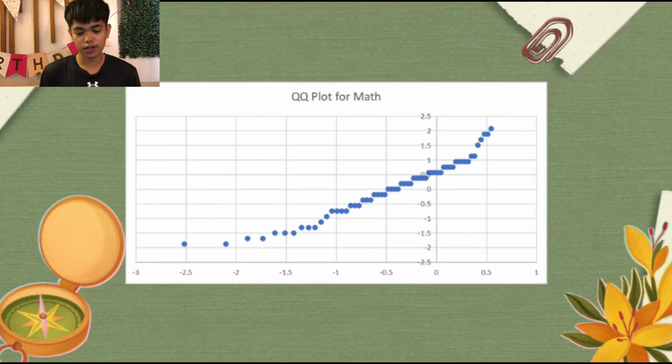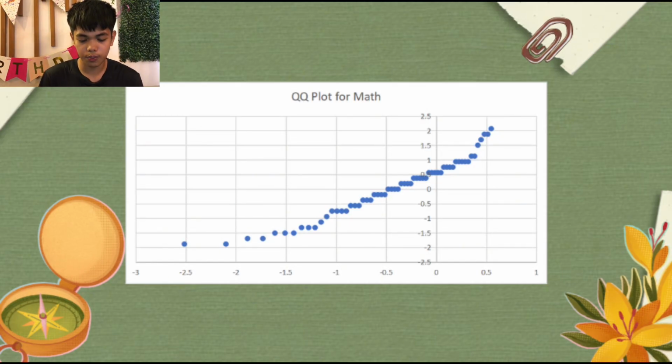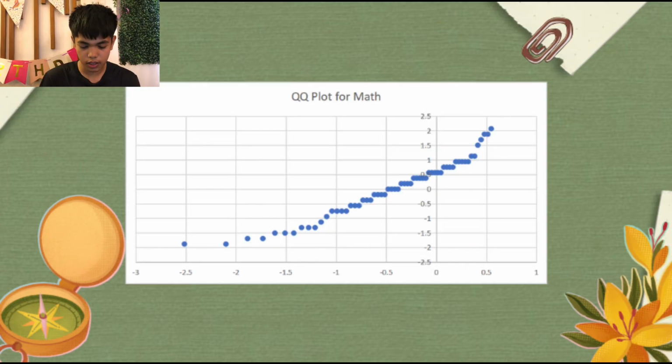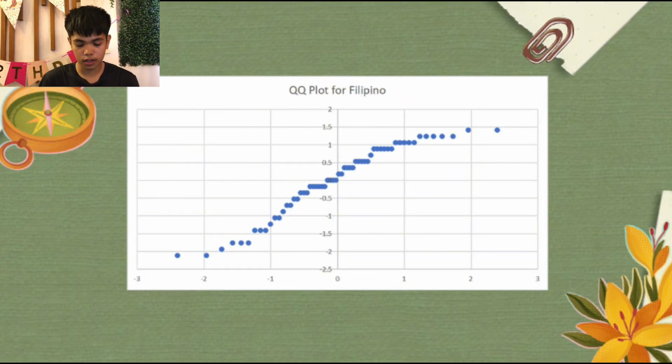The QQ plot for math compares the dataset to a normal distribution, with points aligning along the diagonal if the data is normally distributed. Here, the middle points follow the line closely, but deviation in the tails suggests non-normality. The right tail curves upward, indicating right skewness, meaning a few students have exceptionally high scores. The left tail also shows deviation, suggesting lower extreme scores.